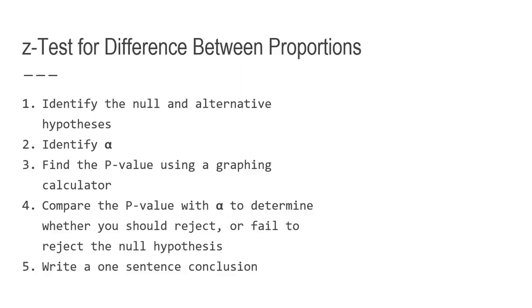So here's our steps, very similar to what we did in the last unit. Identify our null and alternative hypotheses, identify the alpha, find the p-value on the calculator, compare p with alpha, same rules. If it's less than, we reject. If it's greater than, we fail to reject, and then write a one-sentence conclusion.